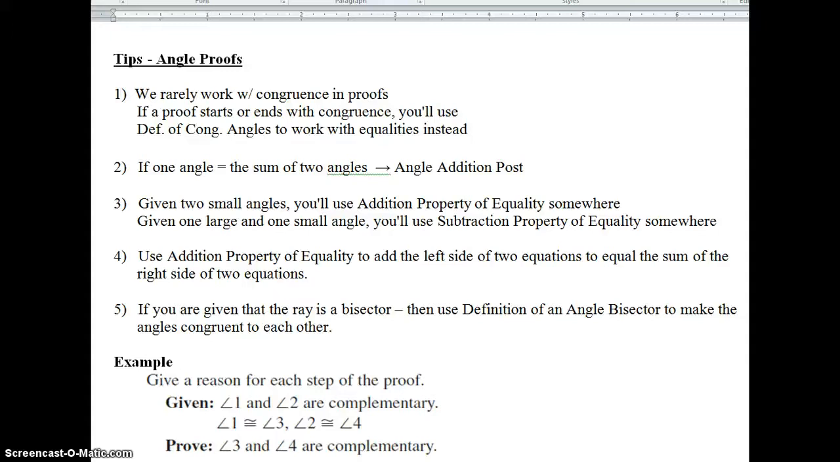The other one that's very common is using the addition property, adding the same angle to both sides of the equation to equal up what you're looking for. And remember, if they use the word bisector, then you know you are definitely going to use the definition of angle bisector, so you can set those angles congruent to each other.